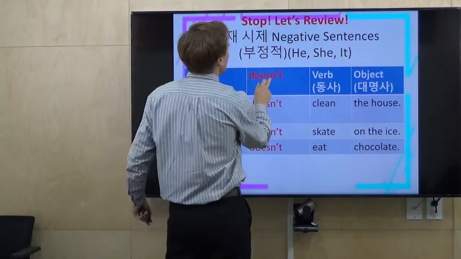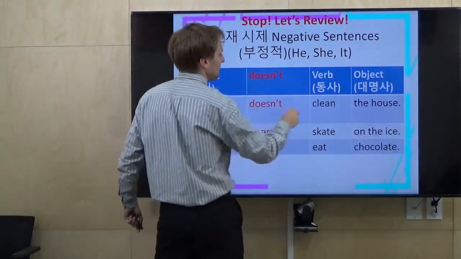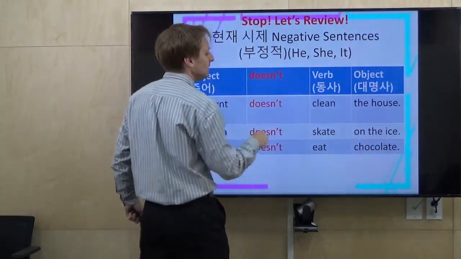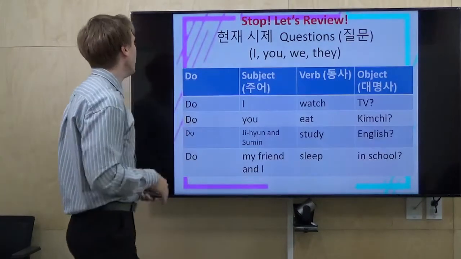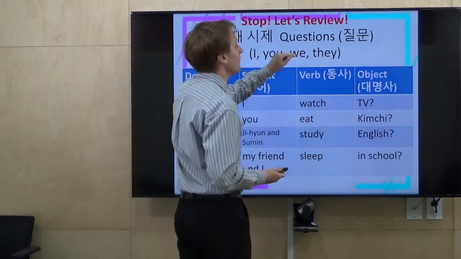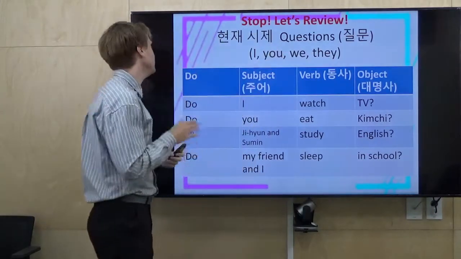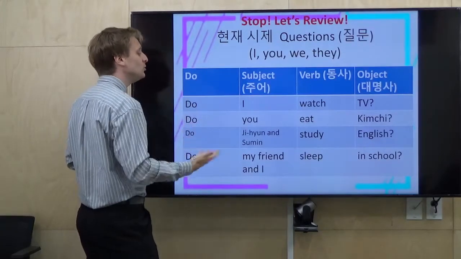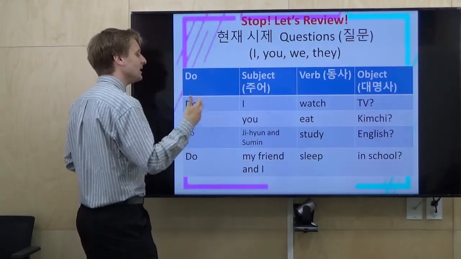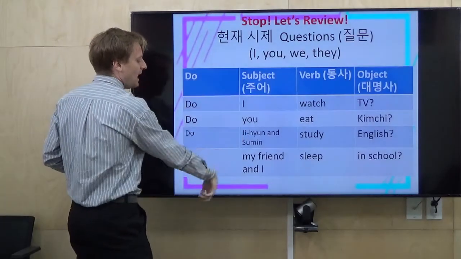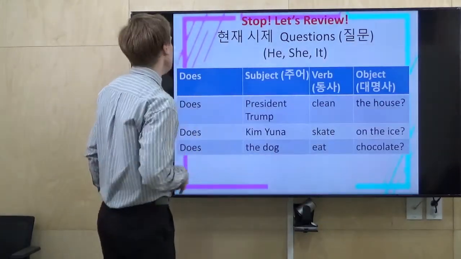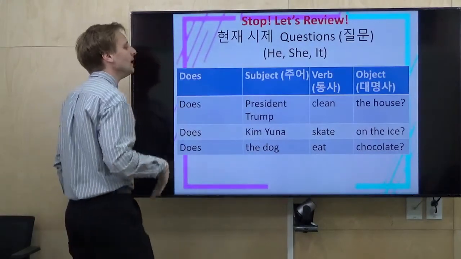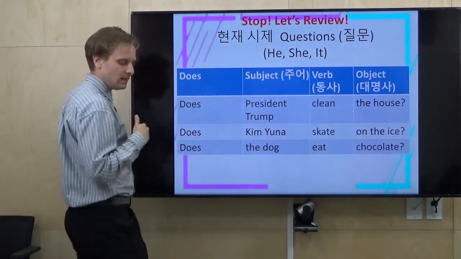And for he, she, and it, we will use doesn't. President Trump doesn't clean the house. Kim Yuna doesn't skate on the ice. The dog doesn't eat chocolate. To make a question, we're going to use do, subject, verb, object for I, you, we, they. So, do I watch TV? Do you eat kimchi? Do Jihyun and Sumin study English? Do my friend and I sleep in school? Remember, they, we. And for he, she, and it, we're going to use does. Does President Trump clean the house? Does Kim Yuna skate on the ice? Does the dog eat chocolate?